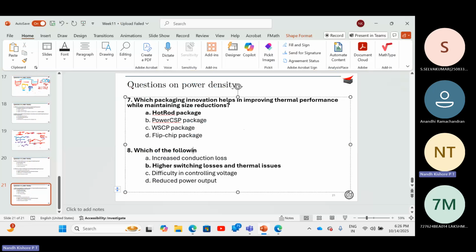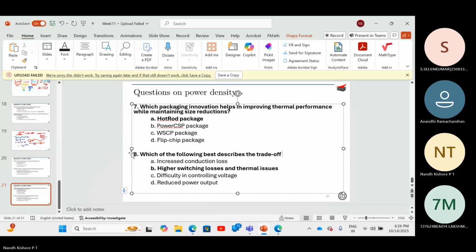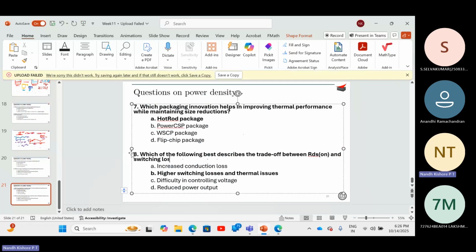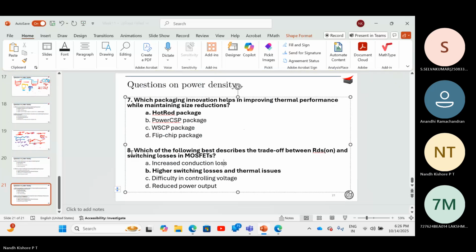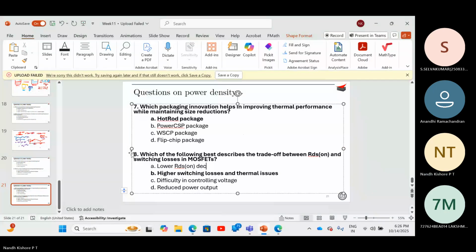Which of the following best describes the trade-off between RDS on and switching losses in MOSFETs? Lower RDS on decreases the switching losses.